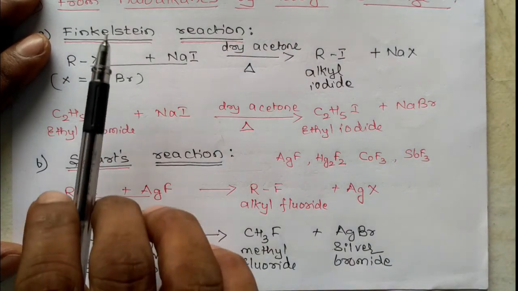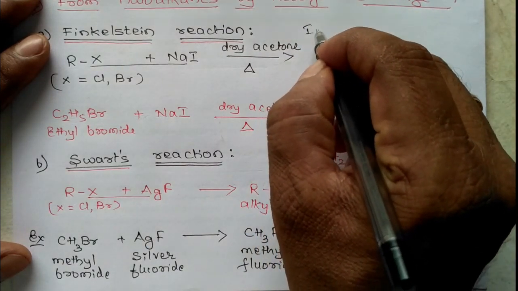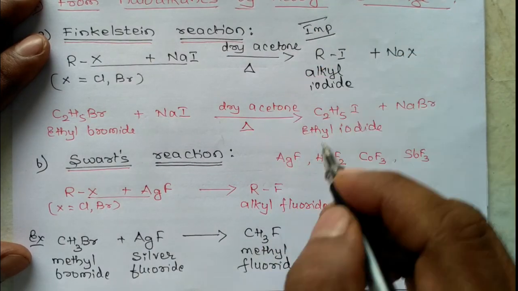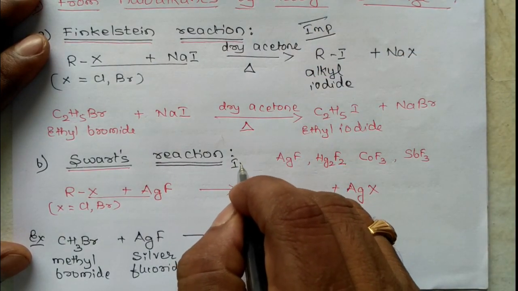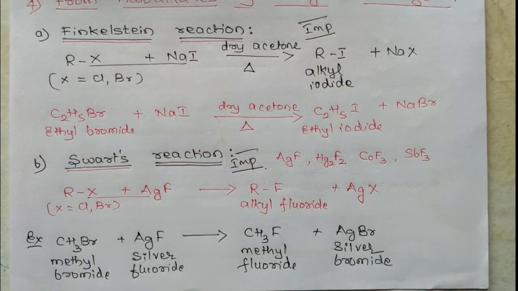Okay, by Finkelstein reaction and Schwarz reaction, we can prepare haloalkanes by halogen exchange method, and these two are very, very important as far as examination point of view. These are the methods of preparation of haloalkanes.